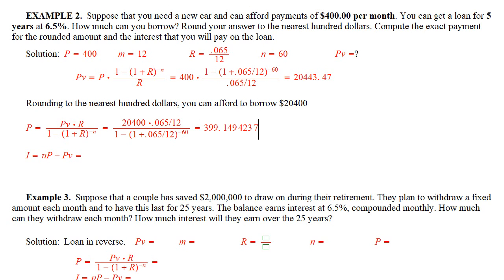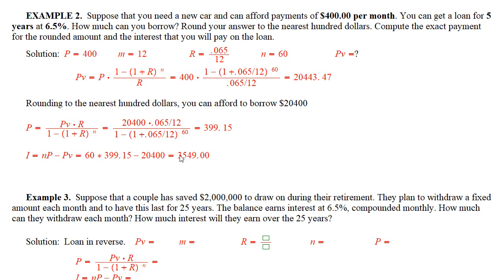And if we compute that, we get $399.15 rounded. So that's our exact payment. And then NP minus PV is our interest. So we made 60 payments times $399.15, and we subtract off our loan amount, which was the $20,400 rounded loan amount, and that gives us $3,549 even. And that is your interest that you paid.